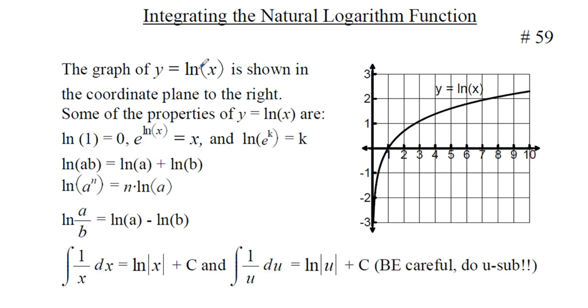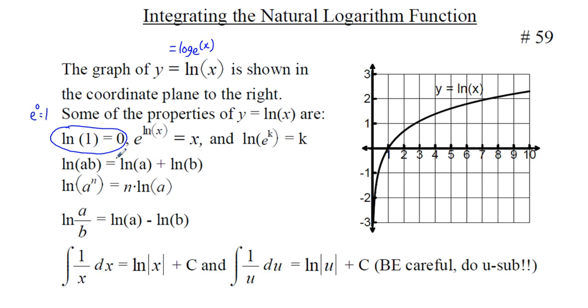The graph of y equals ln x is shown in the coordinate plane to the right. Let's be sure we understand what this is. This ln is the natural log, or log base e, of x. The properties of y equals ln x are, and this is a big one, the ln of 1 equals 0, because e to the power of 0 equals 1. And that's what a logarithm is: what power do you raise the base to, to equal what you're taking the logarithm of.